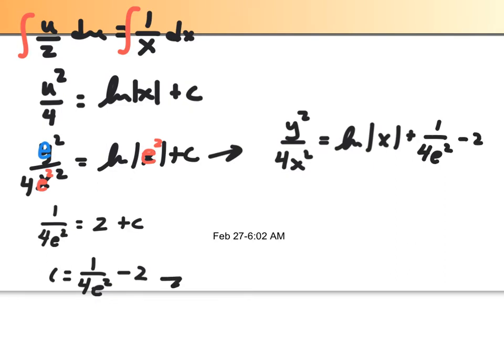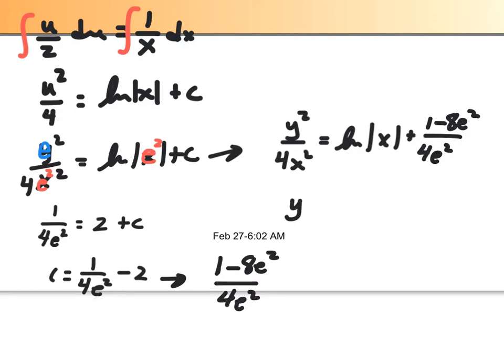Maybe I'll make that a little bit more compact. Let's make that 1 minus 8e squared over 4e squared. All I did was multiply that second piece, that 2, by 4e squared, top and bottom. So that's 1 minus 8e squared. Okay, so if I wanted to solve then for y squared, I would just multiply both sides by 4x squared. So I'd get y squared equals, and I'd probably just write it like this, 4x squared times what I had already had there on the right side.